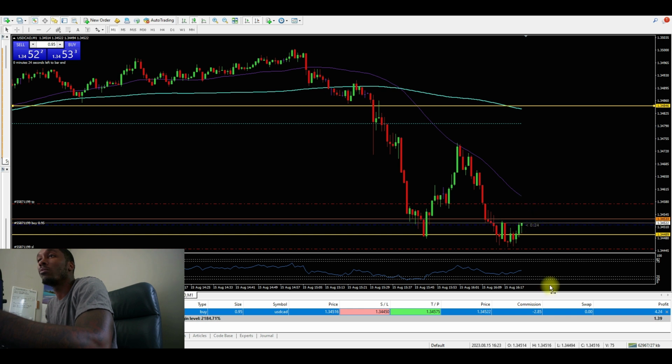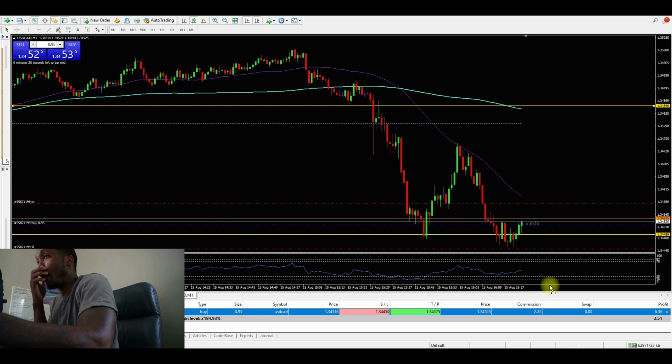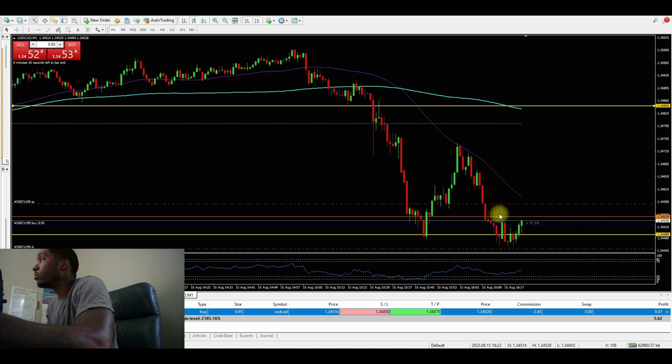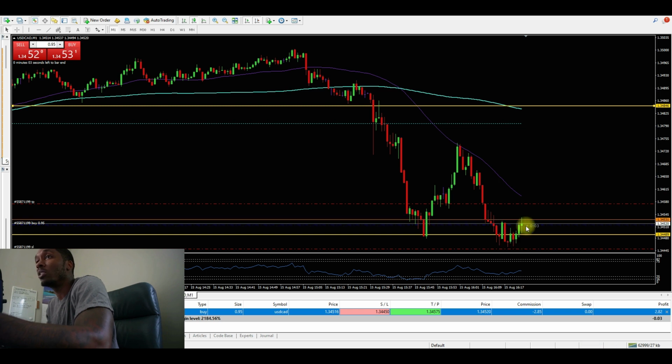Just get a couple dollars. It could be way higher if my lot size was huge. But I'm just trying to make a couple dollars just to show you this is a good strategy. This is what this is. This support and resistance strategy. When you see a support or resistance line set in for so long, it's gonna go the opposite way.